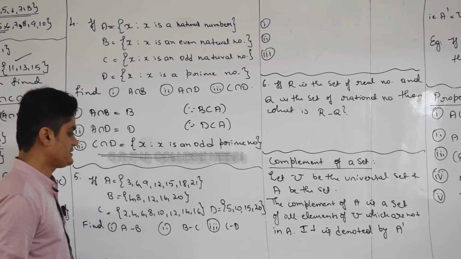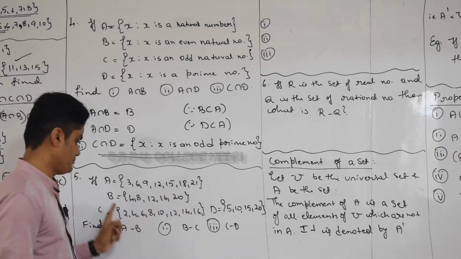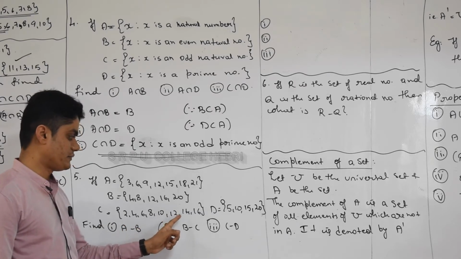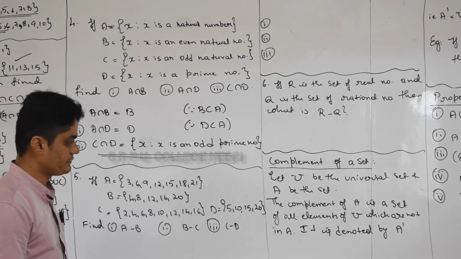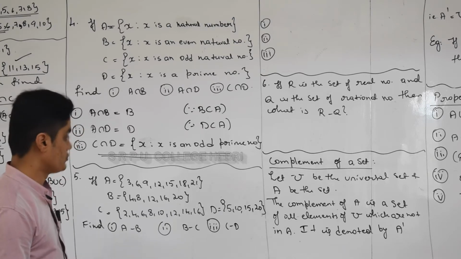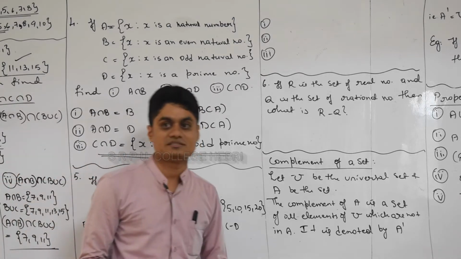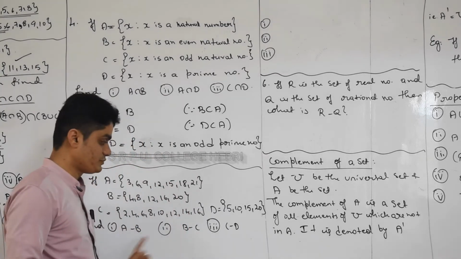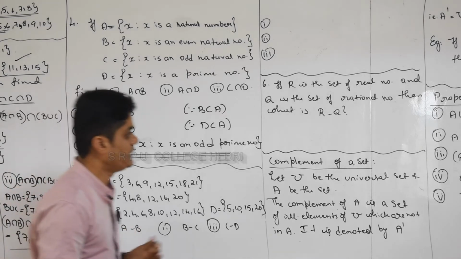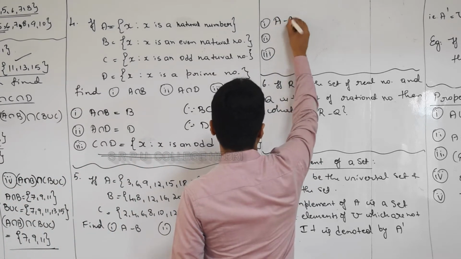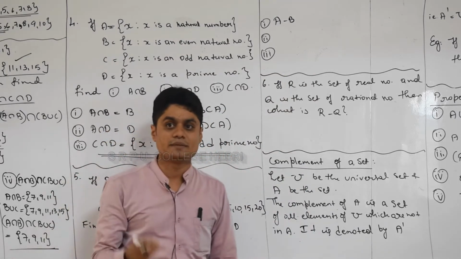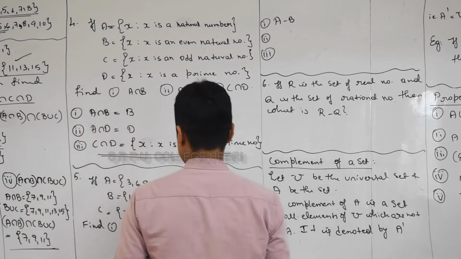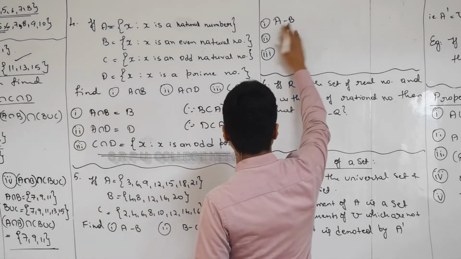If A is equal to 3, 6, 9, 12, 15, 18, 21, B is equal to 4, 8, 12, 16, 20, C is equal to 2, 4, 6, 8, 10, 12, 14, 16 and D is equal to 5, 10, 15, 20, then we have to answer 3 questions: A minus B, B minus C and C minus D. So that means you are now taking the difference of sets. You are taking the difference of two sets. Definition: first one, A minus B, you are removing B from A. Remember that, okay? A minus B means remove B from A.